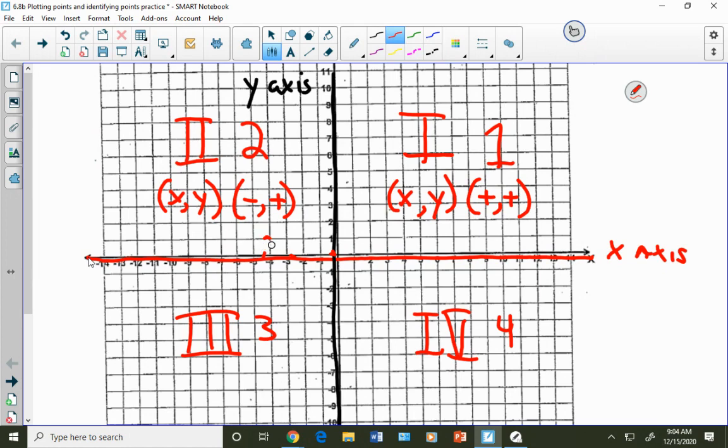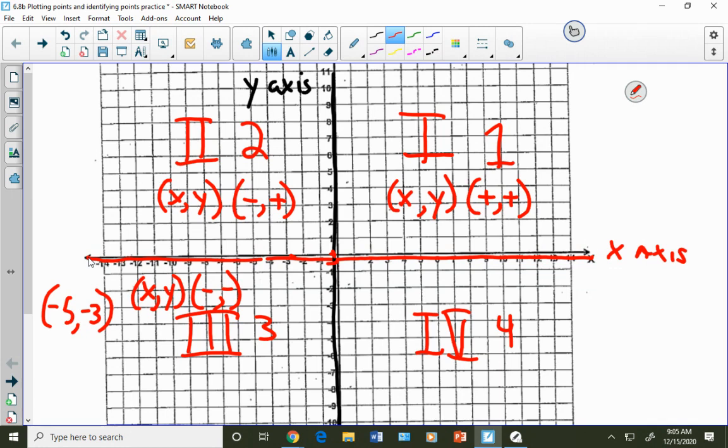Quadrant 3, we go left from the origin, so x has to be negative. And then we go down for y, so y has to be negative. So in this quadrant, everything is negative, negative. Every point that we have in this quadrant will be negative, negative. An example will be negative 5, negative 3. Both in that ordered pair are negative, so they would have to be in quadrant 3.